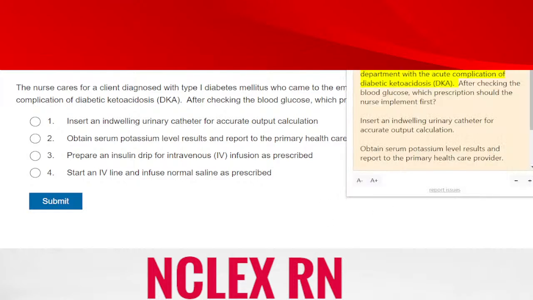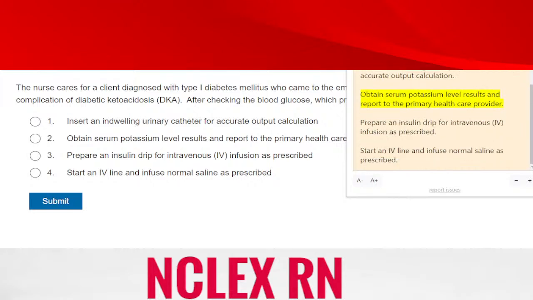The nurse cares for a client diagnosed with type 1 diabetes mellitus who came to the emergency department with the acute complication of diabetic ketoacidosis, DKA. After checking the blood glucose, which prescription should the nurse implement first? Insert an indwelling urinary catheter for accurate output calculation. Obtain serum potassium level results and report to the primary healthcare provider. Prepare an insulin drip for intravenous IV infusion as prescribed. Start an IV line and infuse normal saline as prescribed.